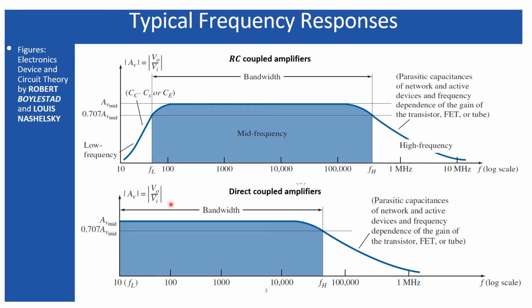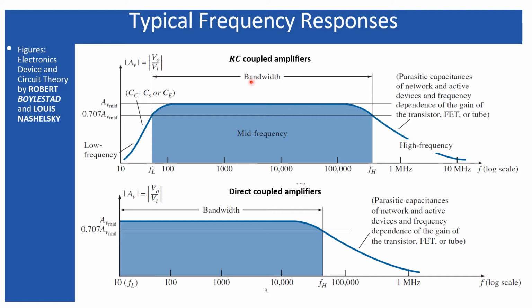In this slide I have presented two frequency responses, one for the RC coupled amplifiers and another for the direct coupled amplifiers. Now, RC coupled amplifiers are those that I was discussing throughout my previous lectures. That means the voltage divider circuit with the external capacitors. That means the source capacitor Cs, the emitter bypass capacitor Cb, and the collector capacitor Cc.